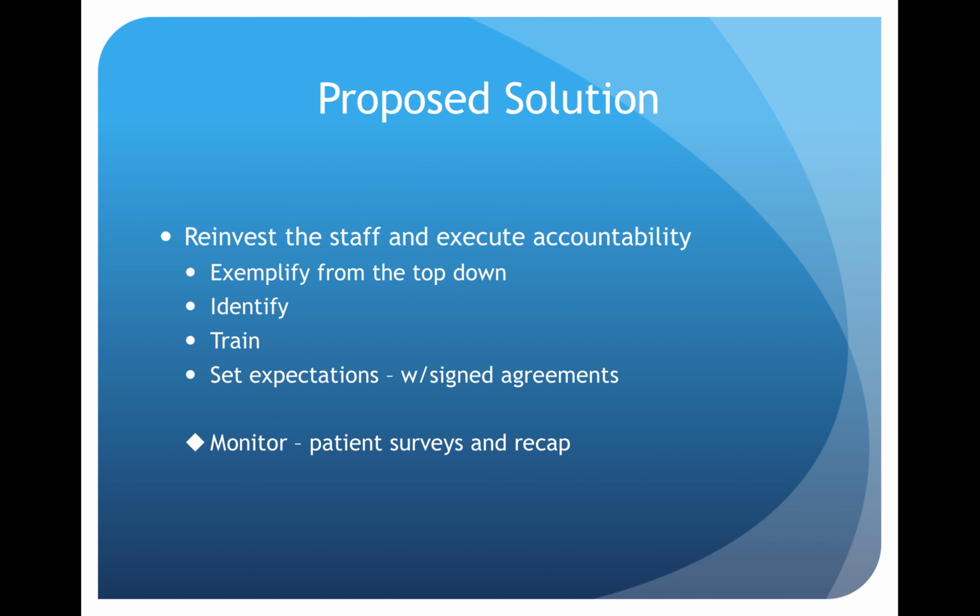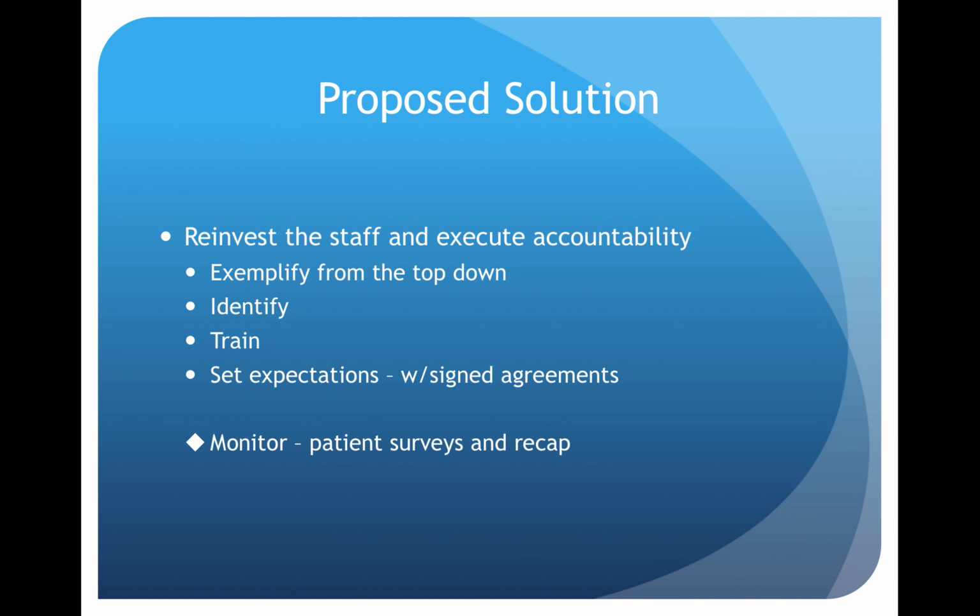The proposed solution for this identified problem is definitely to reinvest in the staff and execute accountability. In any identified issue, it is important to hold the individuals accountable for their actions. But most importantly, it is important to exemplify the type of customer service you want to provide to the patients and their parents. So, as you can see, bullet one is to exemplify from the top down. That embodies the practice managers, the executive directors, and anyone above the staff that have direct contact with the patient.